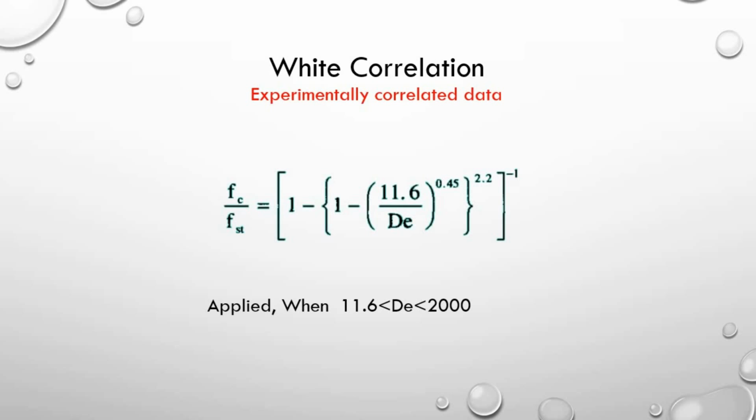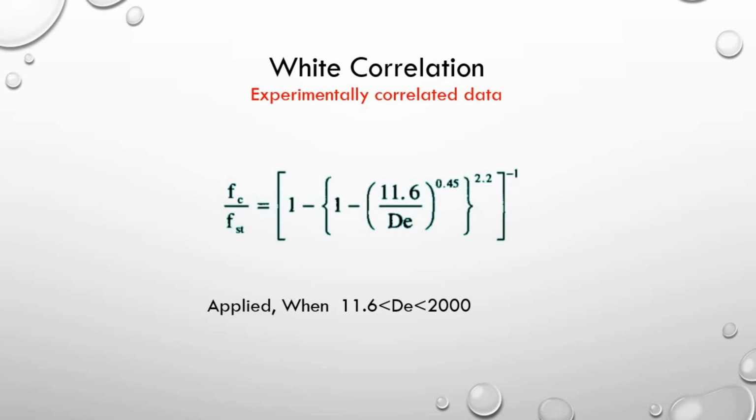Later on, White correlated his experimental data on pressure drop and proposed the following relationship. This relationship is based upon experimental data extracted from a helical coil using some type of fluid. Although this relationship does not cover all the geometries, the diameters of the helical coil and pipe, the pitch, and other important geometrical constraints, its limitation on the Dean number is that it is greater than 11.6 and less than 2000.